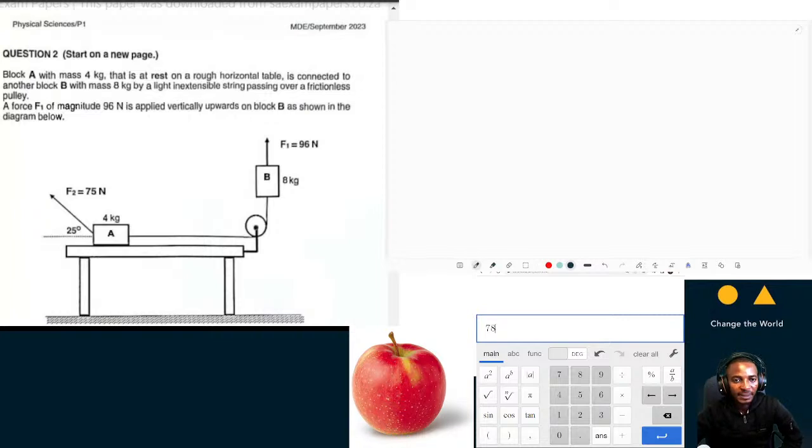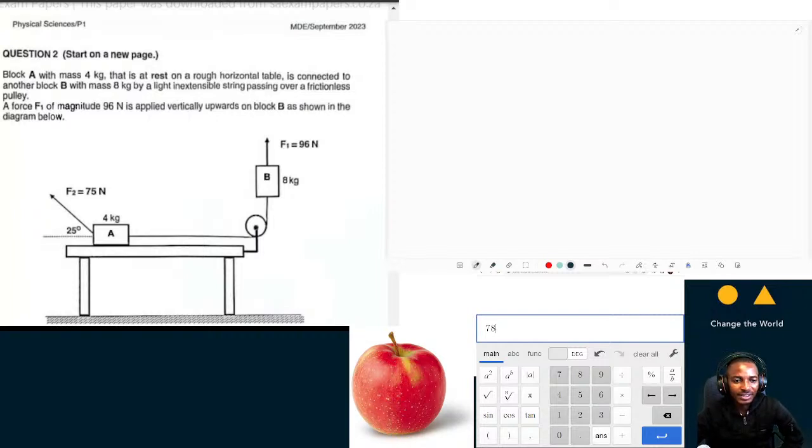So today we'll be doing mechanics. All right. So in this scenario, we have a block A with a mass of 4 kg that is at rest on a rough horizontal table.